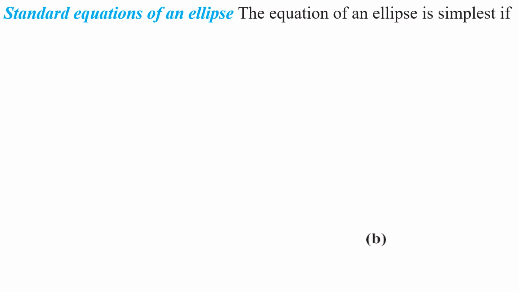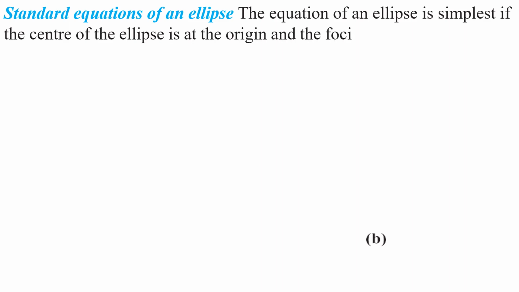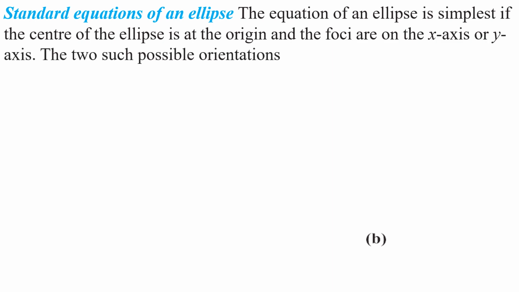Now let us discuss standard equations of an ellipse. The equation of an ellipse is the simplest if the center of the ellipse is at the origin and the foci are on the x-axis or y-axis. The two such possible orientations are shown in figure 11.26.